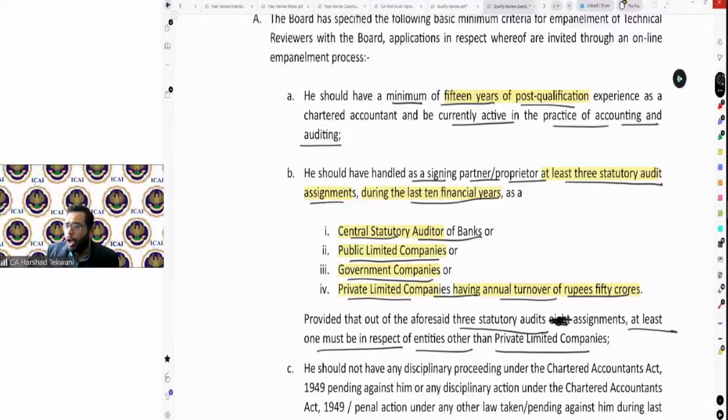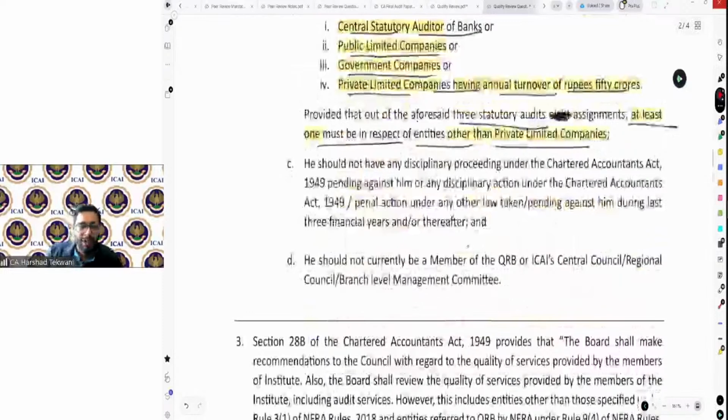Okay. So during the above 10 years, he should have won at least 3 of these. And out of these 3 statutory audit assignments, at least one must be in respect of entities other than Private Limited. So it cannot be the case that all 3 are Private Limited having turnover of more than 50 crores.